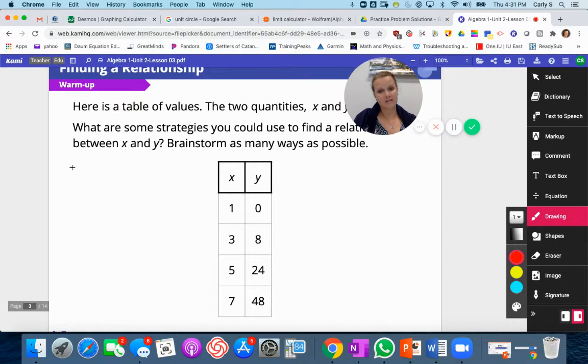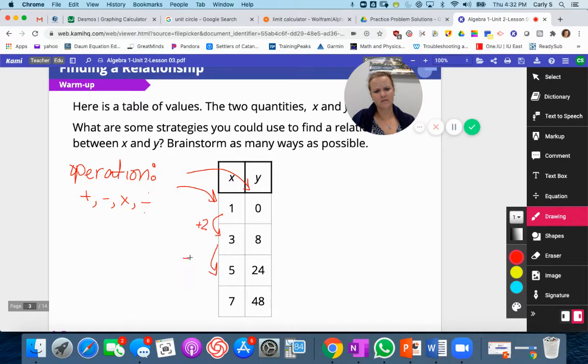Is there an operation? And when we use the word operation in math, we mean, like, is there a plus, minus, multiplication, or division that we can do to x to get y? Like, can we do something to x to get y? How is the x value changing? It looks like I'm doing plus 2 to each x value. And then the y value, it's not really a plus 8. I don't know what it is.